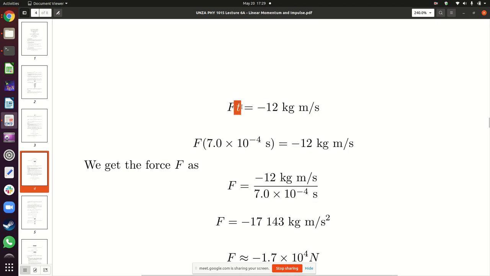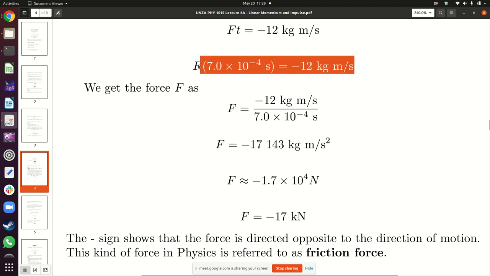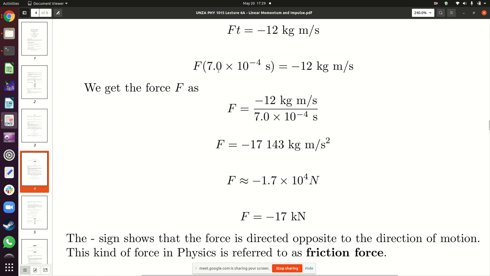Then for the time, when we substitute the time, we have F times 7 × 10⁻⁴ seconds equals minus 12 kg meters per second. This is what you have here. Next, we divide both sides by the time, 7 × 10⁻⁴ seconds. So we end up having F equals minus 12 kg meters per second divided by 7 × 10⁻⁴ seconds. So this is what we have.